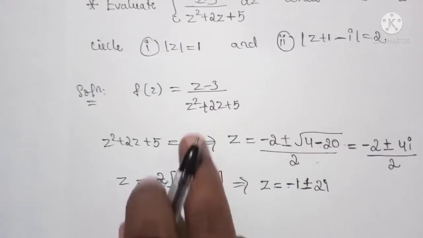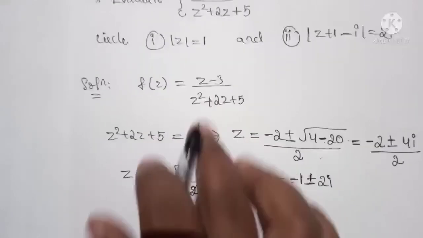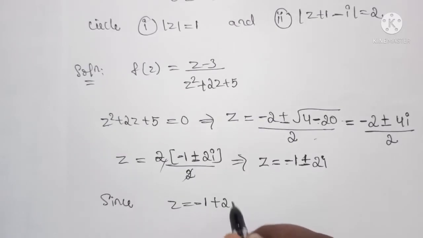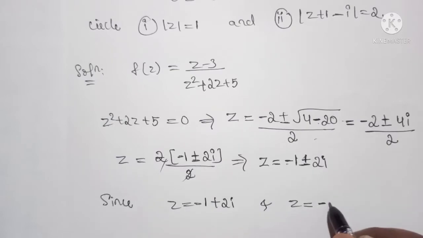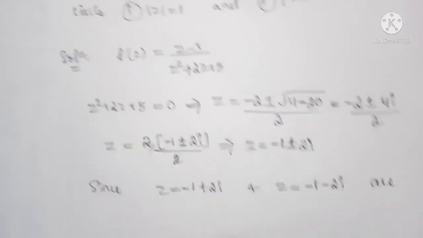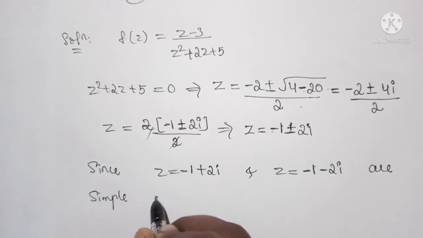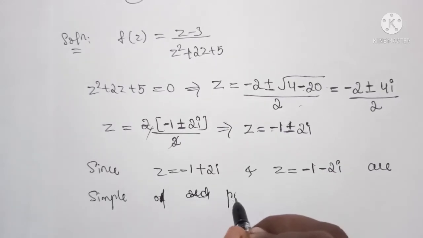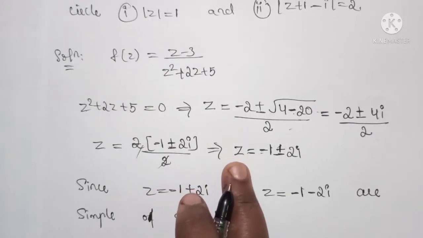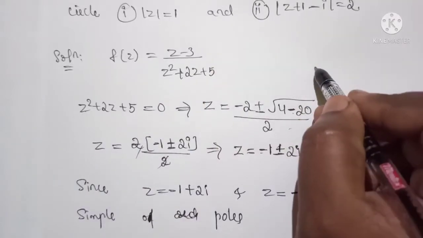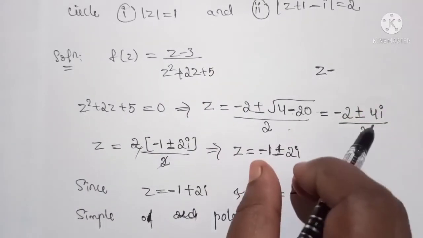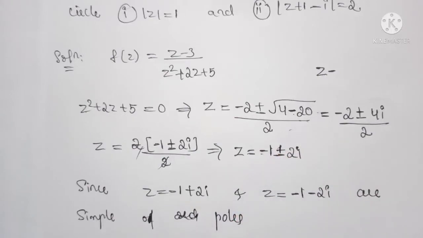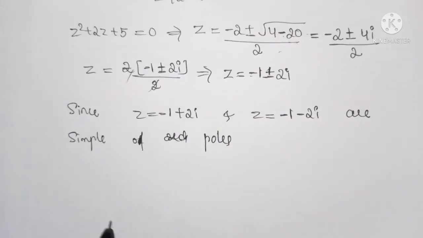Okay, so since z equals minus 1 plus 2i and z equals minus 1 minus 2i are simple poles, because these are the roots, this quadratic equation can be written as z minus the first root and z minus the second root. Therefore these are the simple poles.